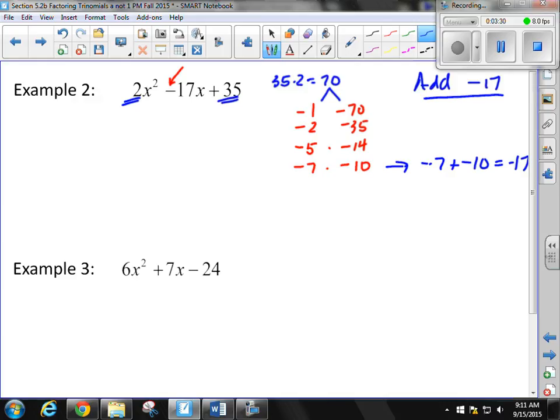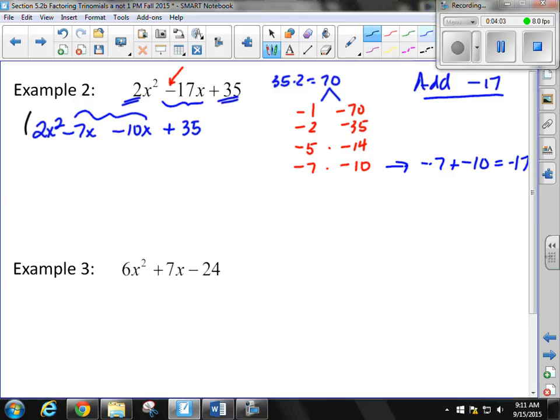Now in this method, it says you're going to split that middle term up into two terms. So our first term is still 2x squared, but now our middle term, I'm going to split that up and have it be negative 7x, negative 10x, and then our last term was plus 35. So if you look, negative 7x minus 10x gives you that negative 17x in the middle. And now we're going to factor by grouping.